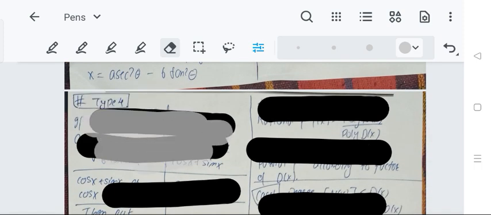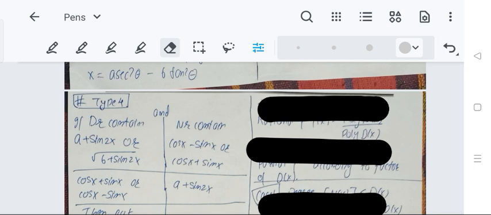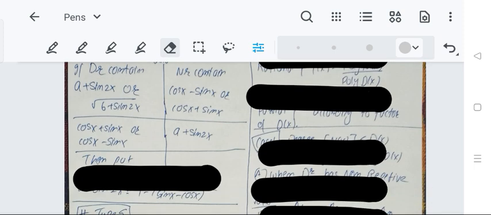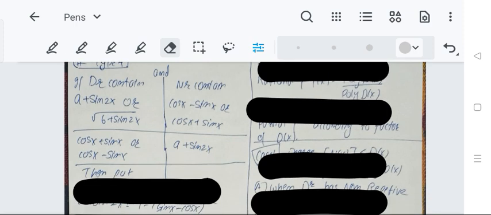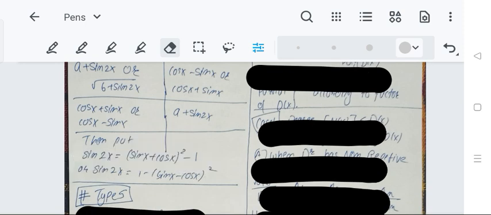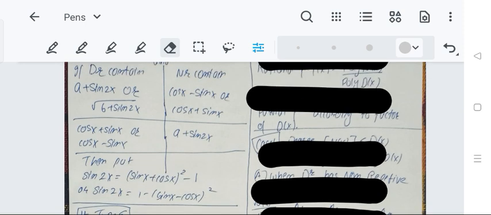Now type 4. Type 4 is quite complicated. If the denominator contains a sin 2x or root of b plus sin 2x, or the numerator contains cos x minus sin x, or cos x plus sin x, or vice versa, then simply put it this way. This is also important.